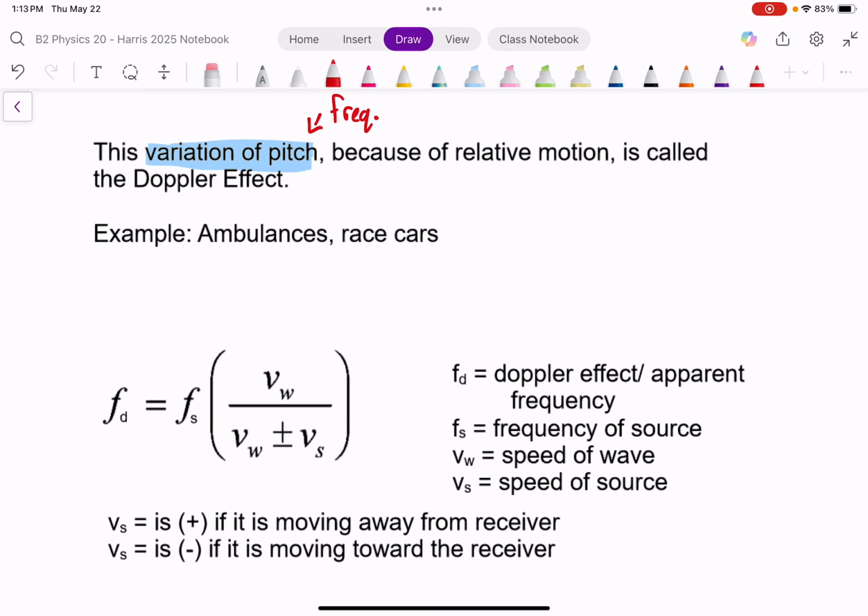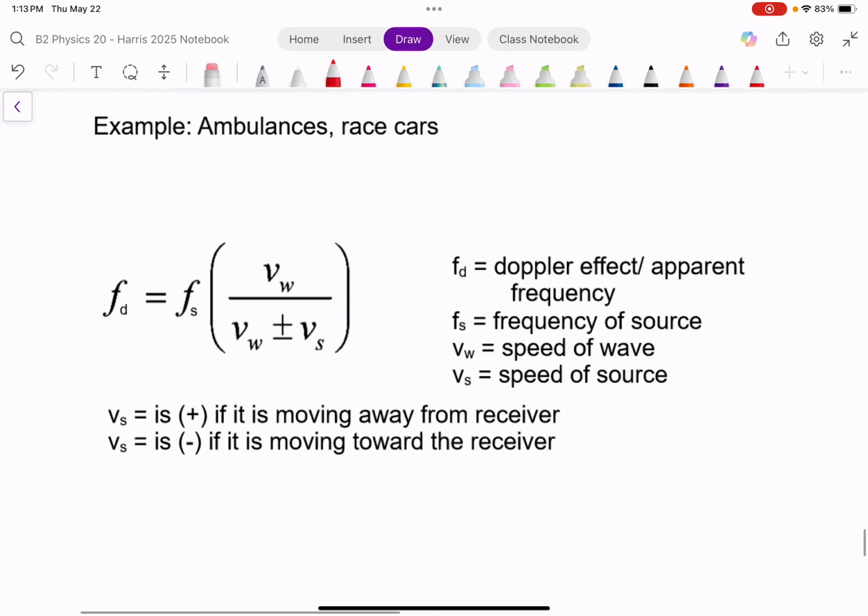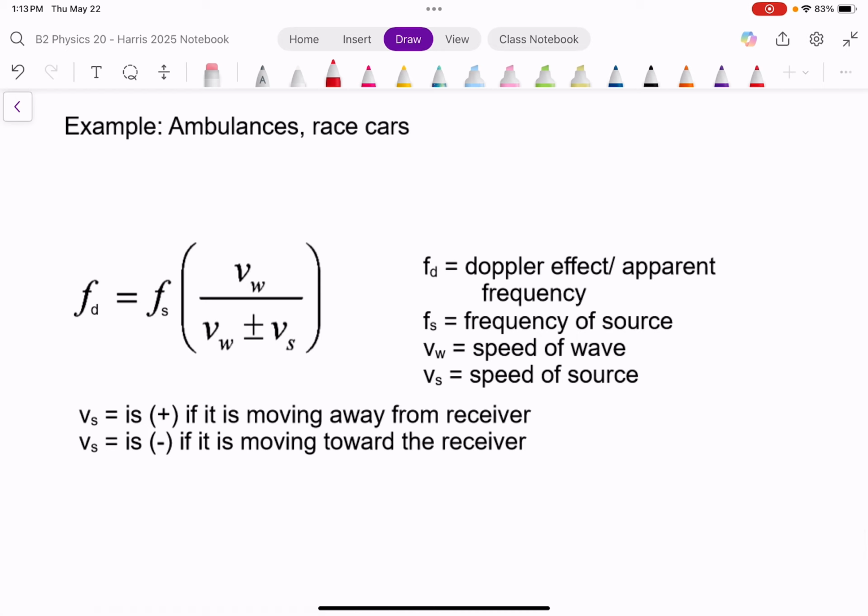So this is going to be our formula. It's our last formula that we have to learn, and it's on our formula sheet. So we have fD is equal to fS all times by vW divided by vW plus or minus vS. Okay, now what the heck? fD is the Doppler effect, or the apparent frequency. This is the frequency of what is heard.